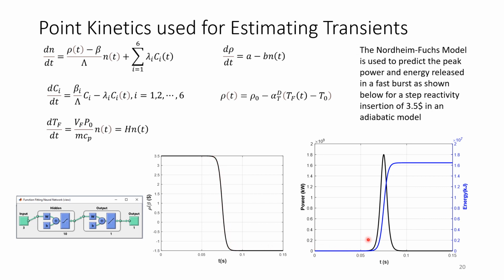During this, you could have a burst, a power burst, in which a maximum peak power of this much is achieved, and the energy released is the blue figure here. So you could even go up in megawatts in a burst. So it's important. Now, for this, there's a model called the Nordheim-Fuchs model, first done by Nordheim and Fuchs in 1946. It predicts the peak power and energy release in a fast burst, meaning where the delayed neutrons can be ignored. And this is for a step reactivity insertion of $3.5 in an adiabatic model.